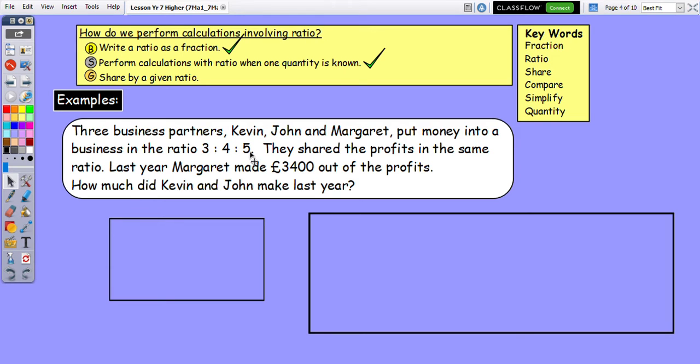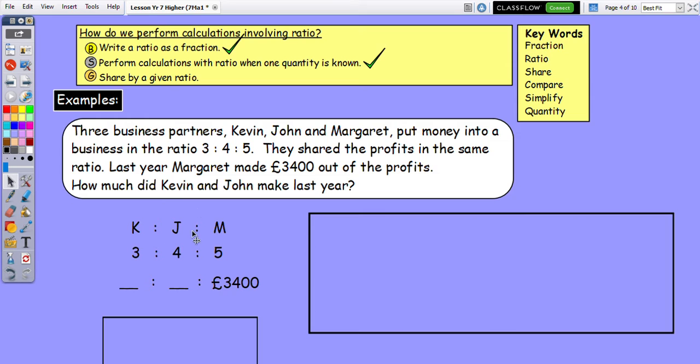They shared the profits in the same ratio. So profit is essentially money after costs, and they're going to share it in that ratio. Last year, Margaret made £3,400 out of the profits. If I was to write that in a simplified form mathematically with ratio, that's what it would look like. Kevin, John, Margaret, ratio of 3, 4, 5. Margaret last year got £3,400. The question, how much did Kevin and John make last year? The question is simply, how much money do they get?